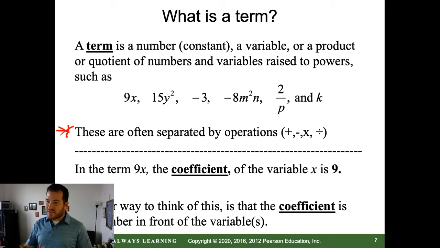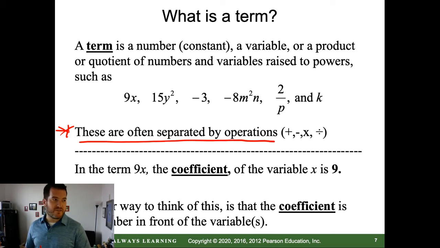Okay, so what is a term? There's lots of math words up here. It's a number, a constant, a variable, a product, or quotient. So basically, if you remember this, you're good. Terms are often separated by some kind of operation, whether it's a plus sign, a minus sign, a multiplication sign, or a division sign, it doesn't matter. And I'll show you some examples.